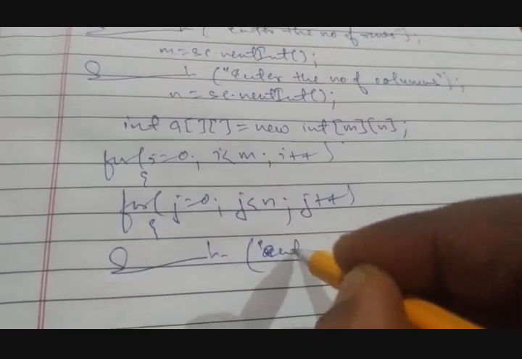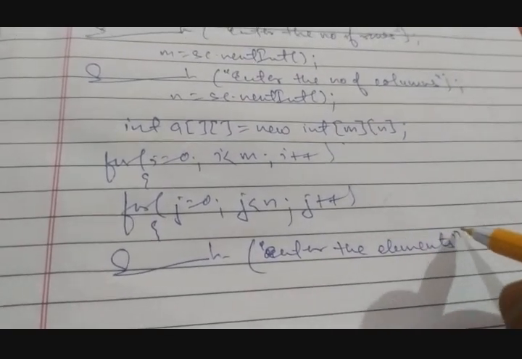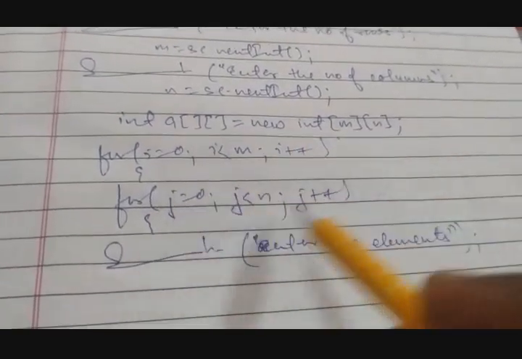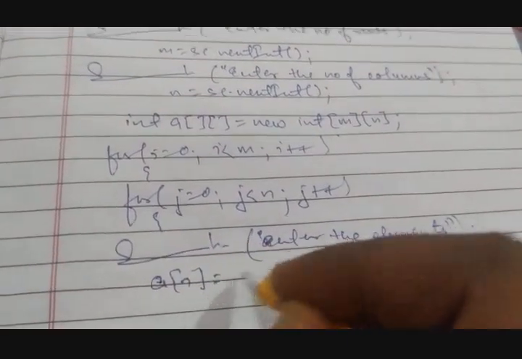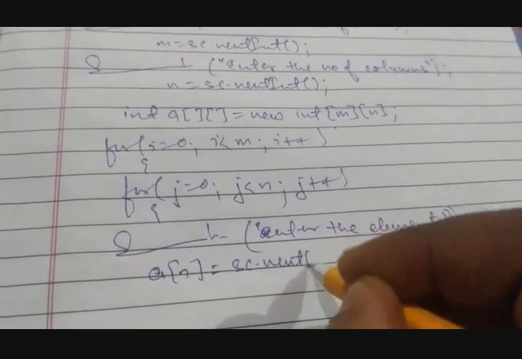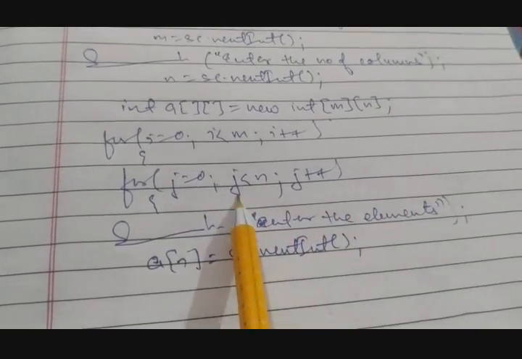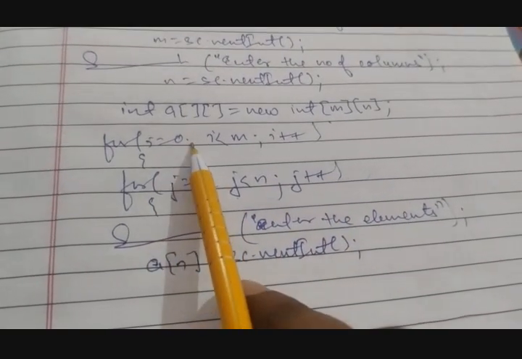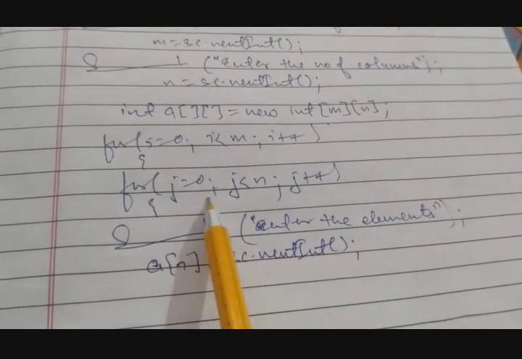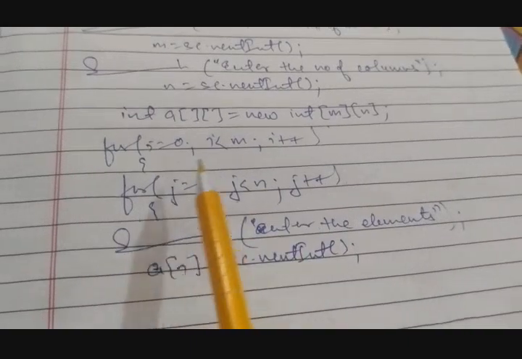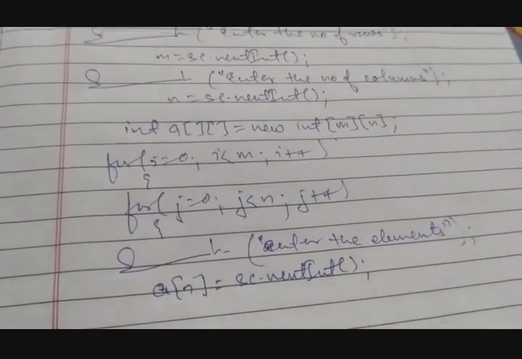Enter the elements. I hope you people know how to run the nested loop. A of i equals sc.nextInt method. The inner loop ends first. जब तक j नहीं खत्म होगा i मत बढ़ाना. i को 0 में कांस्टेंट रख लो आप लोग, तो फिर j से जितना है n तक वहाँ तक चला डालिए आप उसको. फिर उसके बाद i इंक्रीमेंट होगी, i की वैल्यू 1 हो जाएगी, फिर j 0 से स्टार्ट होगा.